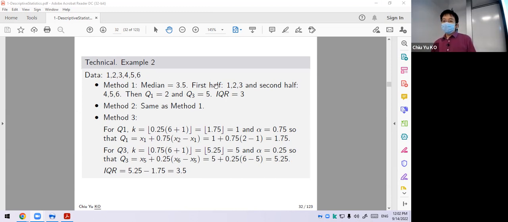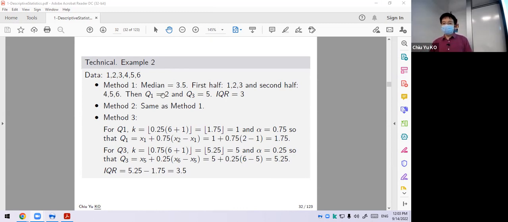And in that case, the first half is 1, 2, 3. The second half is 4, 5, 6, right? Because 3.5 is not in the data, you could include anything below 3.5 in the first half, and anything above 3.5 will be the second half, okay? In that case, it doesn't really matter, right? Method 1, method 2 give you the same IQR, okay?